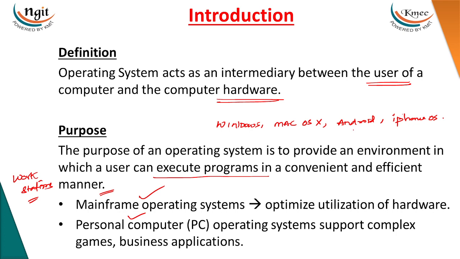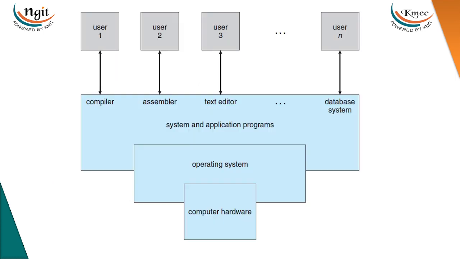Windows is a Microsoft-based operating system. Mac is an Apple-based operating system. Then Android is designed by Google. The iPhone's operating system is Apple only, a distribution of Apple. So operating system is an intermediary between user and hardware. If you take this, the operating system is the intermediary between computer hardware and computer user.